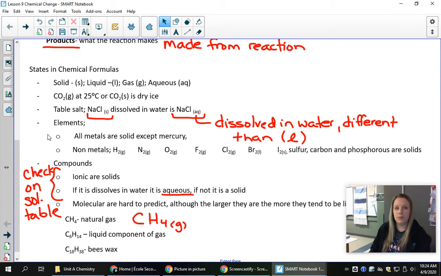Really important that we know what state we're working with. If I need to go into the lab and grab copper 2 sulfate, it's really important that I know whether I'm grabbing solid or aqueous, because if I need aqueous, I need to dissolve it in water first for us to use it in the lab. So when you're writing your chemical formulas, like we've been practicing, check the solubility table and put the appropriate state behind everything.